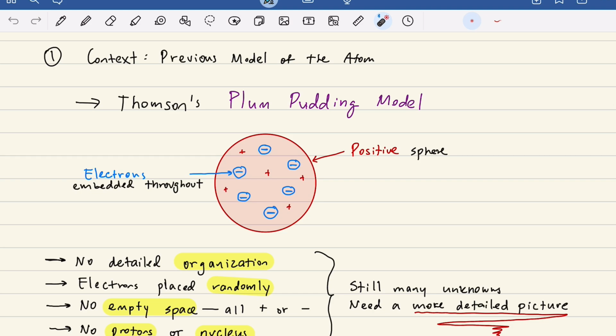The negative charges were thought to be placed pretty randomly throughout the atom, and there was no empty space in the model. So everything is either this positive pudding or these negative plums. And they also didn't have a concept of a neutral third particle, which we would today know as the neutron. That's kind of our starting point here.